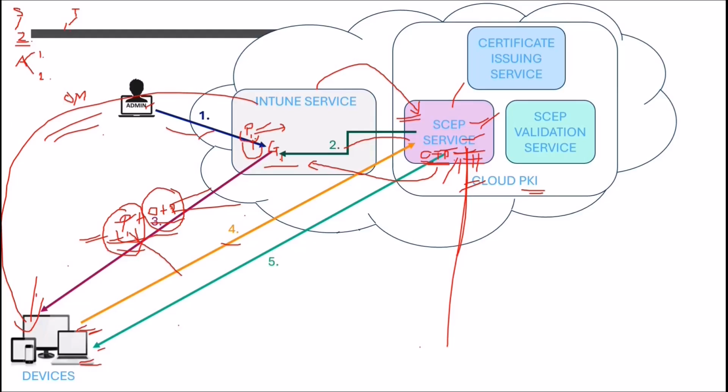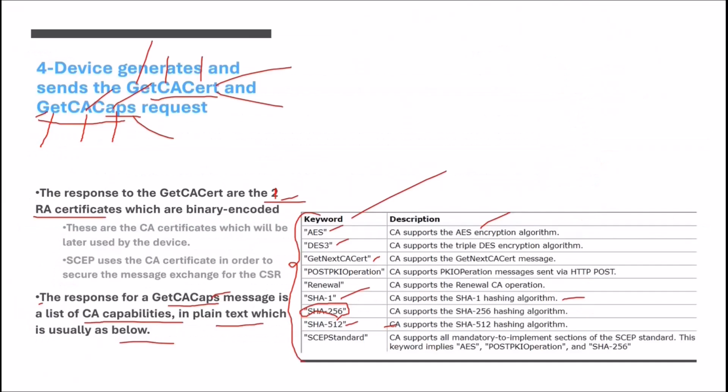Then the Intune service reached out to the SCEP service in the next step. It got the challenge password, or the OTP, generated. Then in the third step, the profile was delivered to the device. Along with the profile, the challenge was also delivered to the device. We were able to track this in the OMADM logs that we just saw over here.